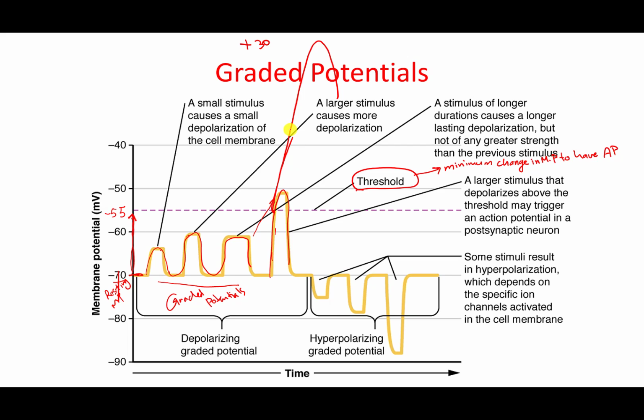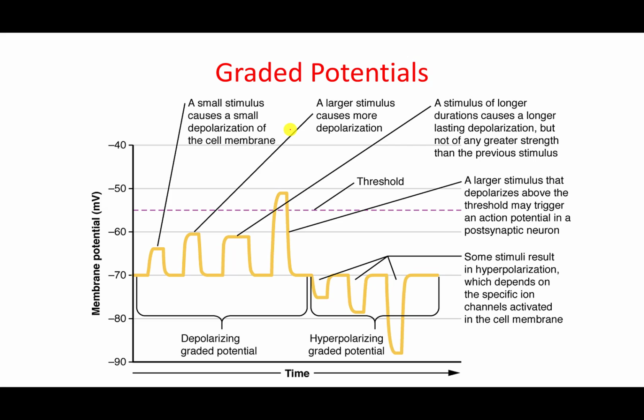Now, these graded potentials can cause depolarization, as you can see here. If we are moving away from the resting membrane potential, this is called depolarization. We are moving toward a more positive value of the membrane potential. If you remember in the muscles, we said we have depolarization and then repolarization, right? So since this is moving away from the minus 70 or the resting state, this is depolarization.